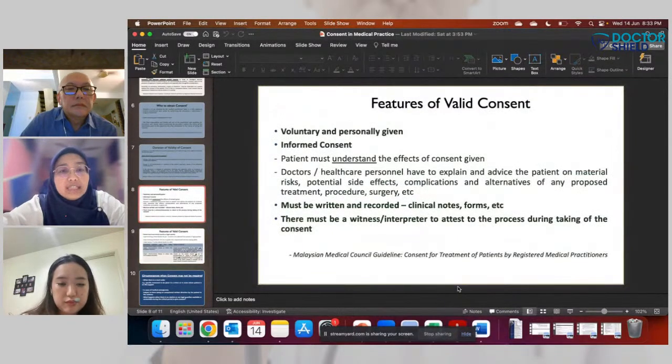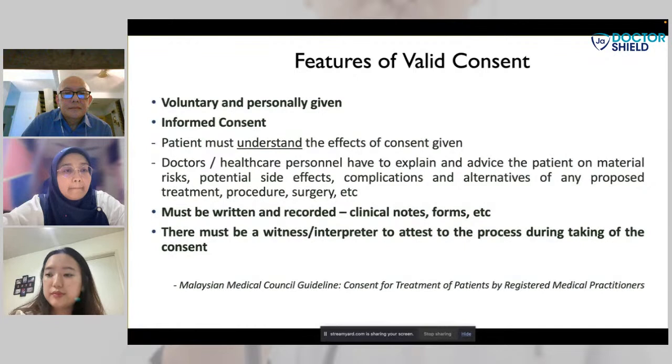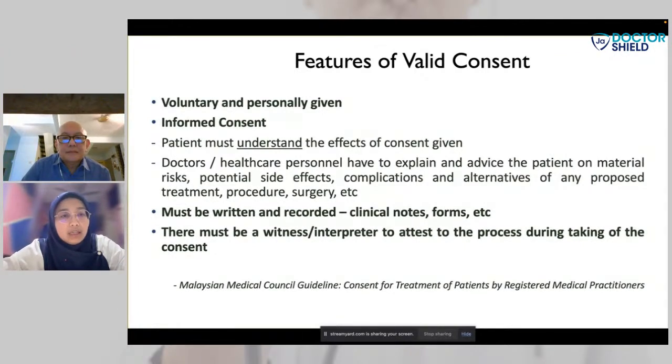Features of a valid consent. First, it must be voluntary and personally given. Secondly, it must be an informed consent, where the patient must understand before he gives the consent. Third, it must be written and recorded, in clinical notes and so on. Then there must be a witness or interpreter to attest to the process during the taking of the consent. So this is one of the features that would make a valid consent.